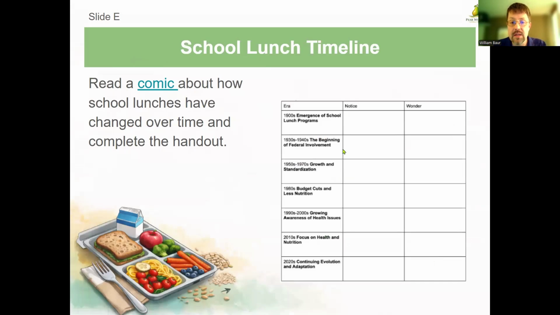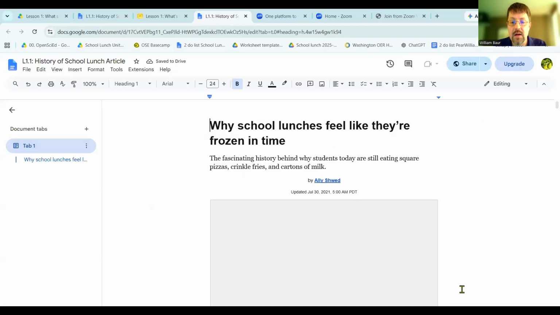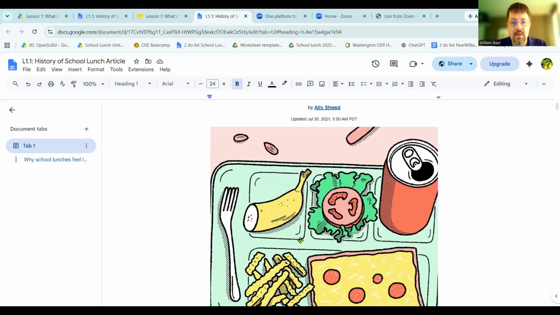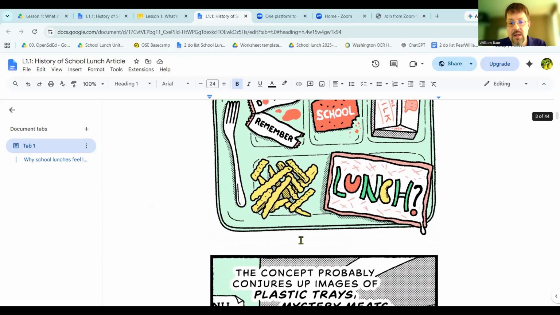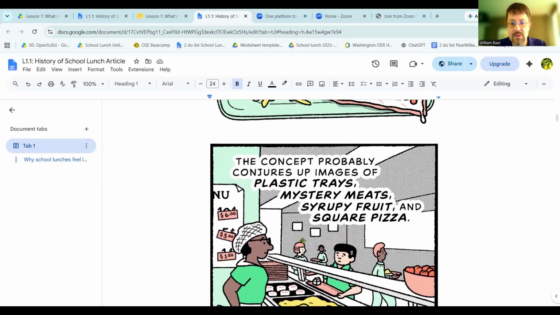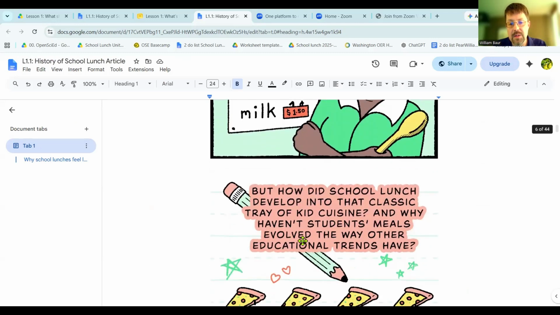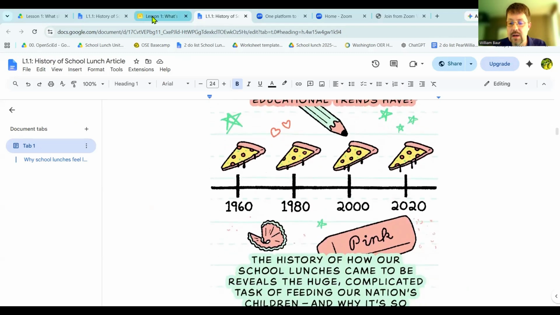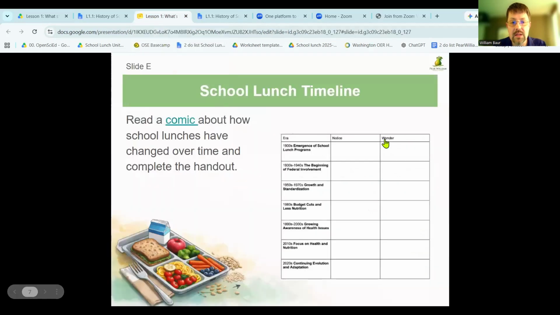The next activity is for students to make a timeline of the general patterns and trends that have occurred with the school lunch program over the last 100 years. There's also this great comic from Vox News that talks about the changes and the things that have been persistent with school lunch. I found this comic book format really engaging for students, and it does a good job summarizing the complicated history of the school lunch program.